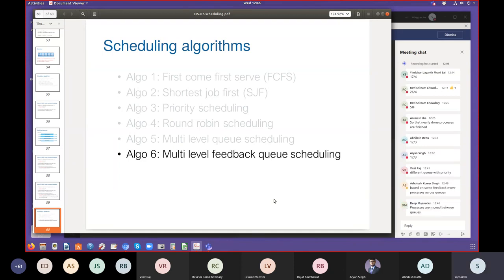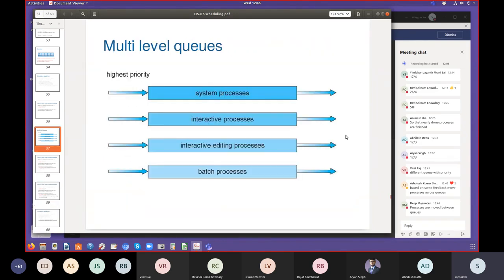Okay, very good answer by Ashutosh. Yes, based on something, processes can move from one queue to another. Also by Deep. Based on what, we are coming to that. But basically, in the previous case, let me go back a couple of slides, what we discussed was that once a process is added to a queue, it forever remains in that queue. But now we are talking about a process being moved from one queue to another based on some factors.